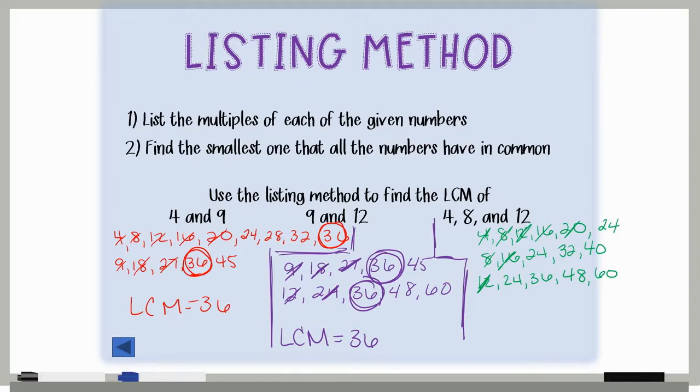So 4 times 6 is 24. And you'll notice here that it worked out nicely that that is actually the first number that they all three have in common. So my LCM of 8, 4, and 12 is 24.